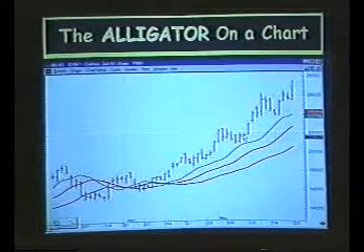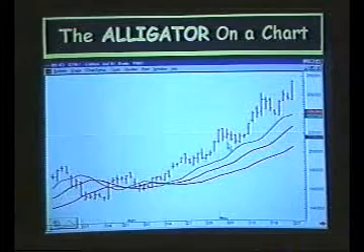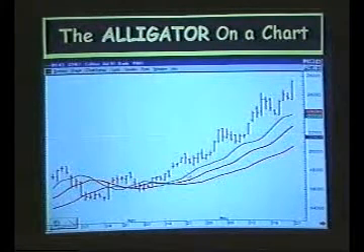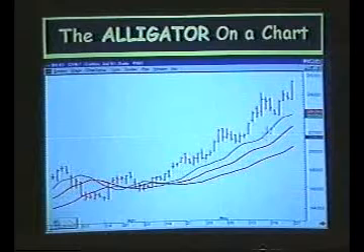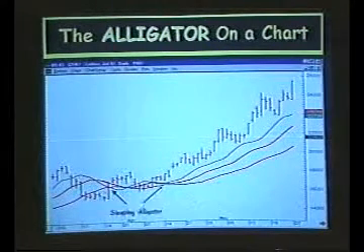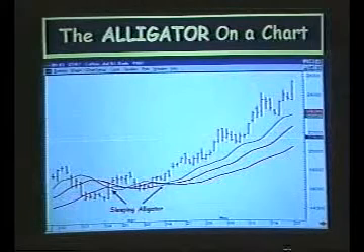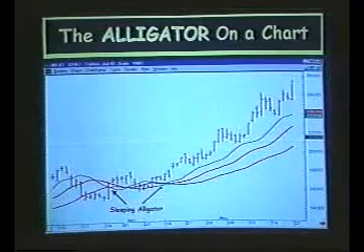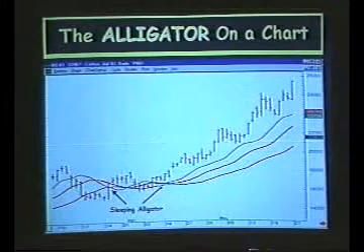One way that one of our traders looks at this, he looks at this as if the price bars here were little fish, and the alligator is chasing the fish, and the fish are trying to get out of the alligator's mouth. Once again, we have the sleeping alligator here. The sleeping alligator is indicated anytime the lines are close together or they're intertwined.